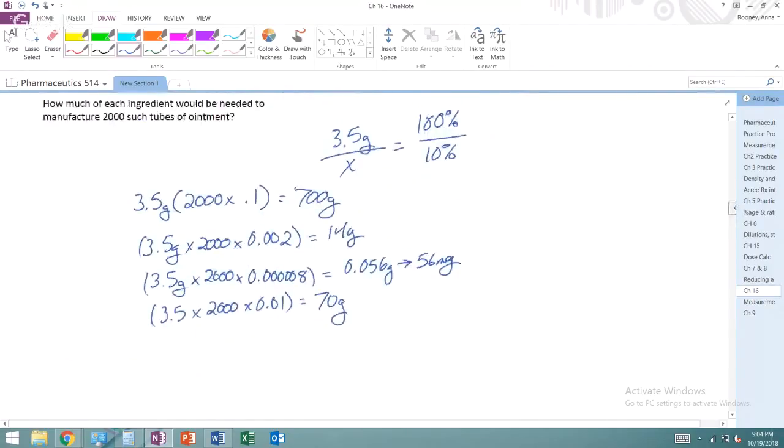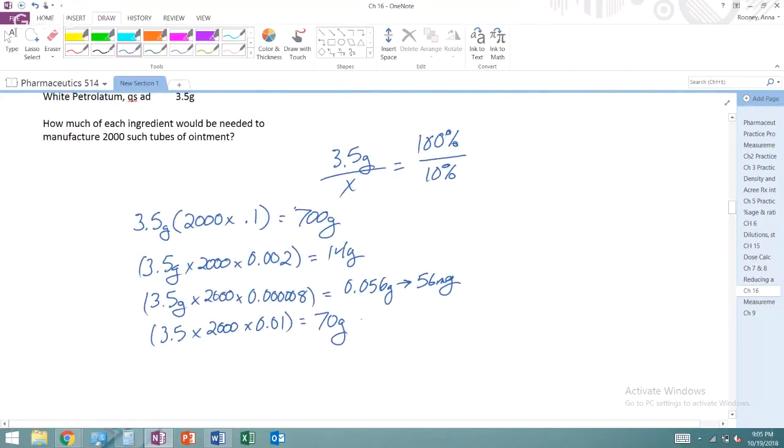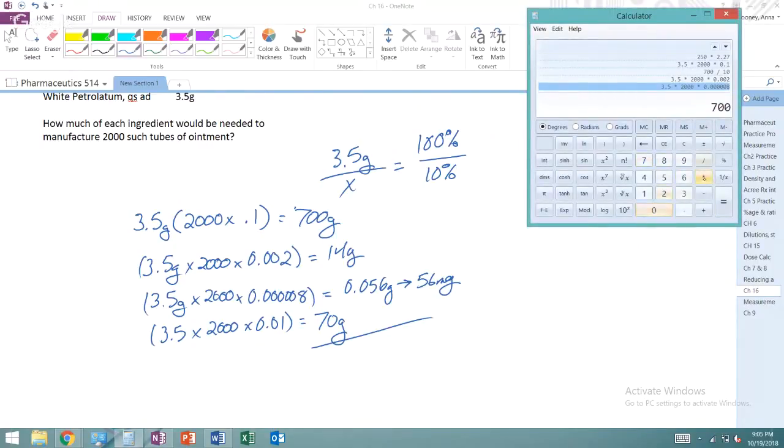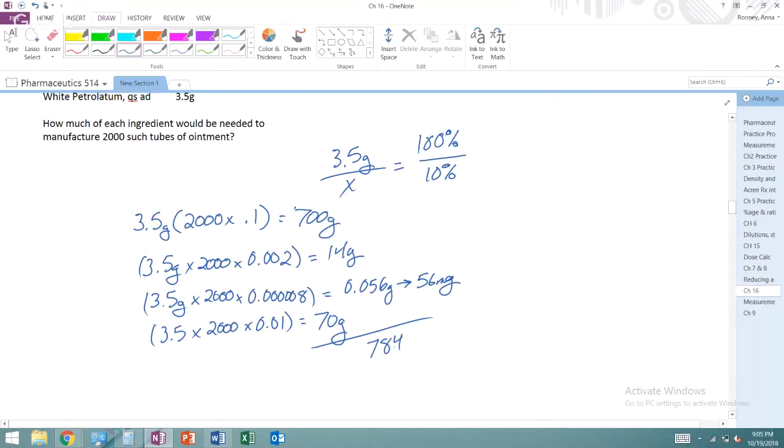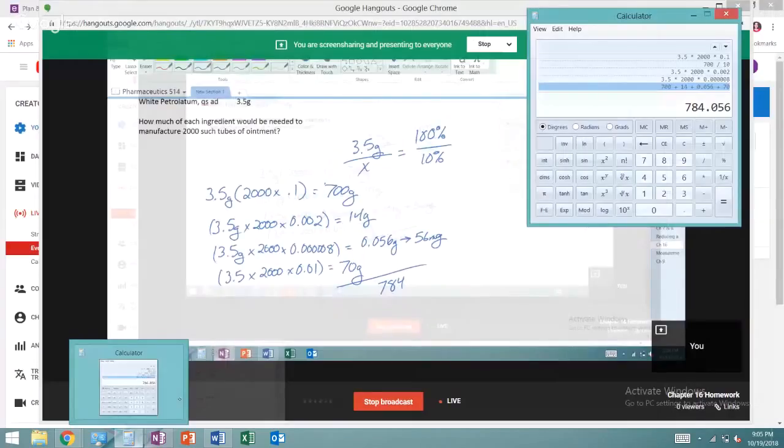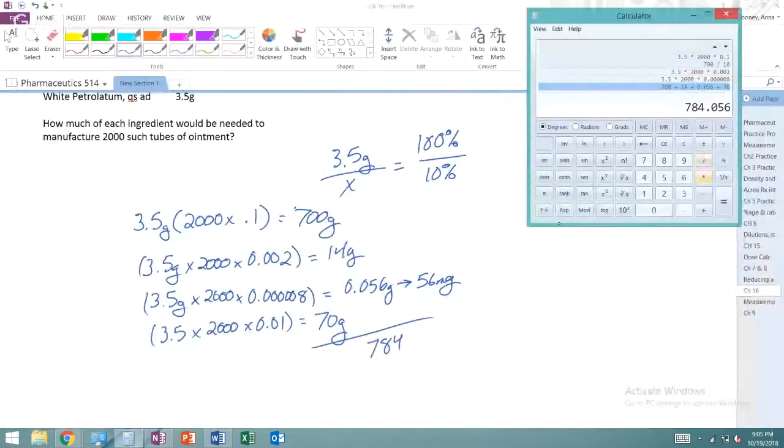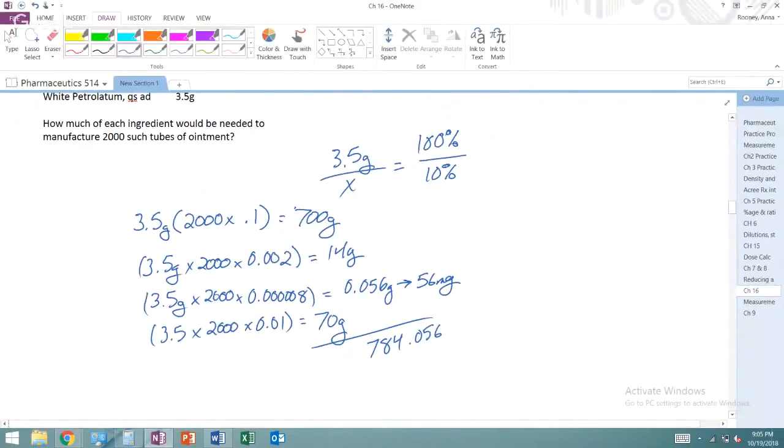Oh, yeah, and we have to find the total. So the way that you find the total is that you take all these and add them together. So you take 700 plus 14 plus your 0.056 plus 70. You find that that is 784.056. And then you have to find the total of your whole entire thing, which is 3.5 times 2,000, which I believe is 7,000.